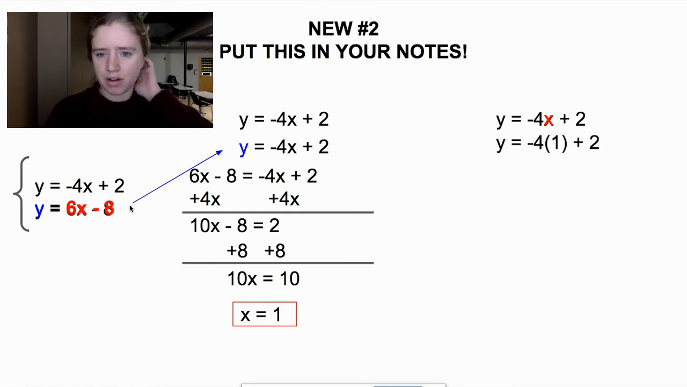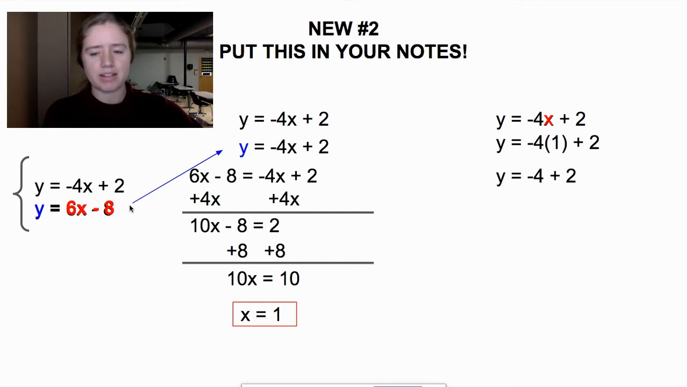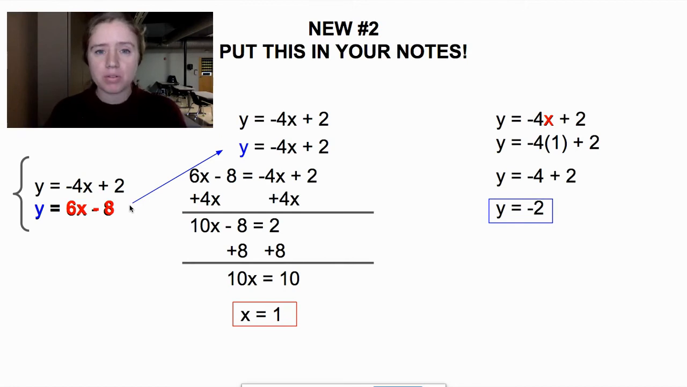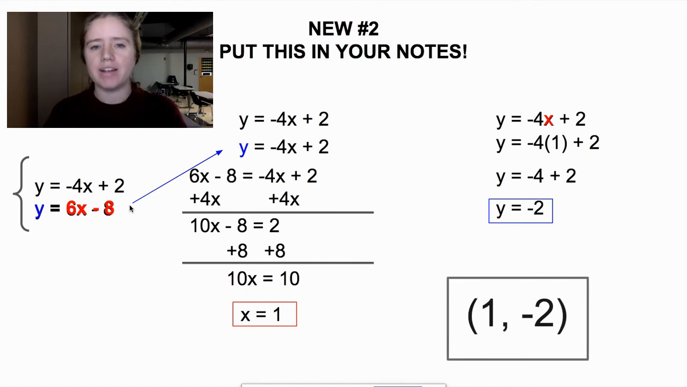Okay, now we're down to one variable. y equals negative 4 times 1. Negative 4 times 1, negative 4. And then we go negative 4 plus 2. We get negative 2. I now have an x and a y. So I can put those together and I find my ordered pair, which is 1, negative 2.